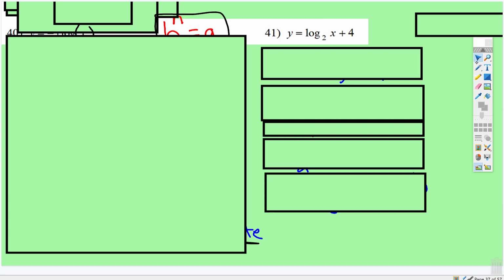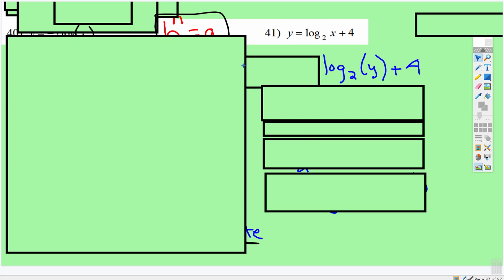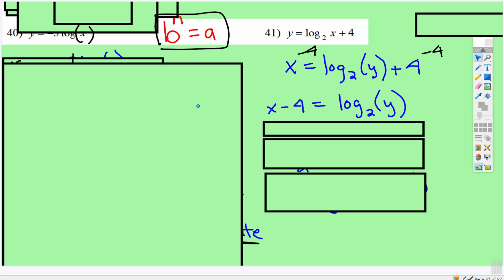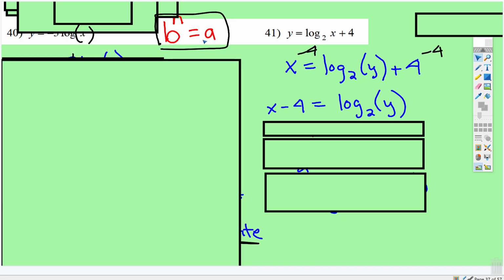So we're going to rewrite x and y. We're going to swap x and y. We've got this extra 4 on both sides, so we're going to use the additive inverse and subtract both sides. Now, there's nothing else we can do, so now we're going to use the inverse.